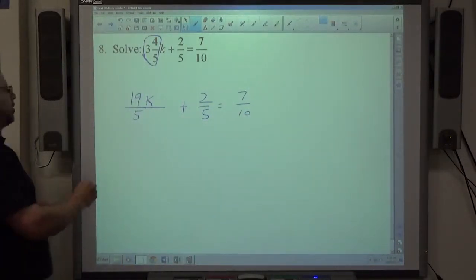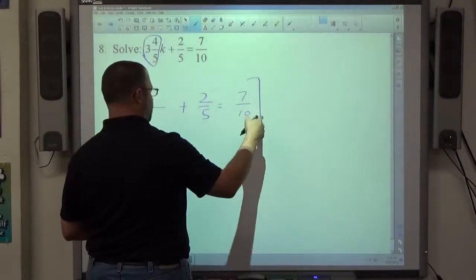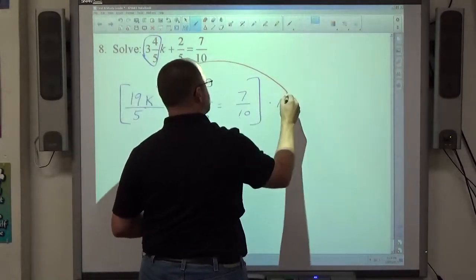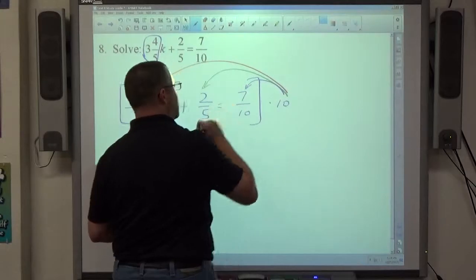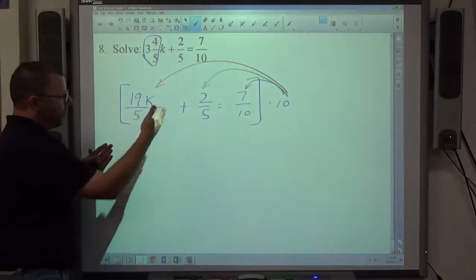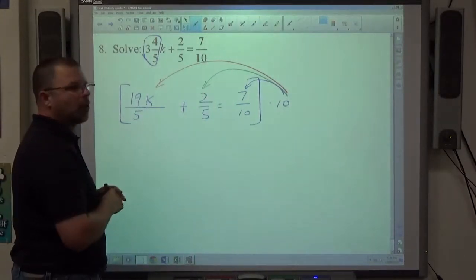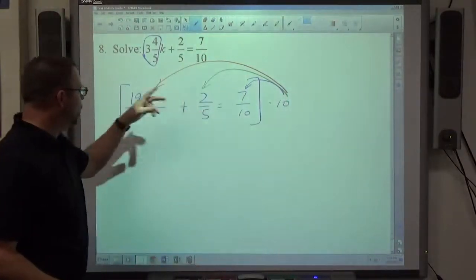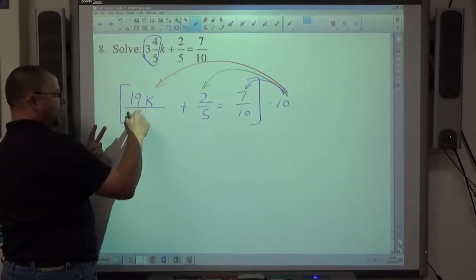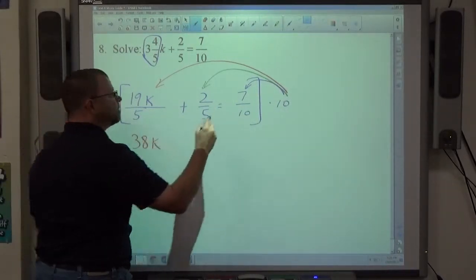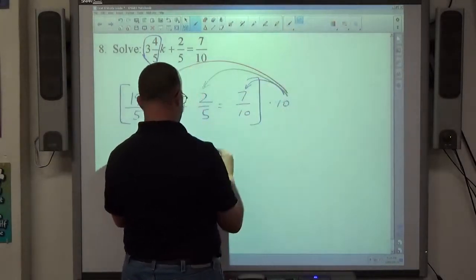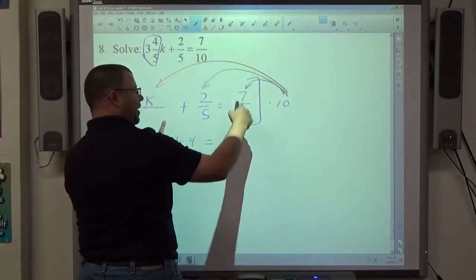I'd rather not do a fraction equation, so I find the least common denominator of this whole thing is 10. And I'm going to multiply 10 times each piece. Each piece is what's being added and subtracted or equal to. So this piece plus this piece plus that piece. So pluses and equals and minuses separate pieces that are going to be multiplied by 10. When you multiply, do it in 2 steps. Divide first by the bottom, then multiply the result times the top. 10 divided by 5 is 2, times 19k is 38k. 10 divided by 5 is 2, times 2 is plus 4. 10 divided by 10 is 1, times 7 is 7.